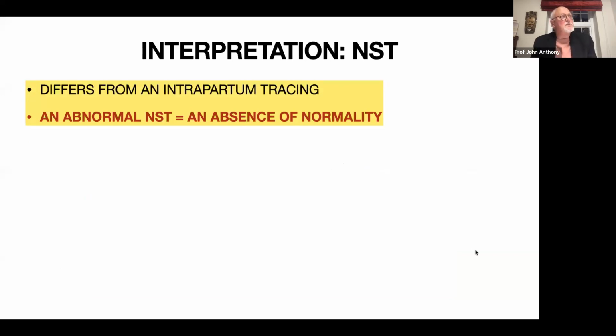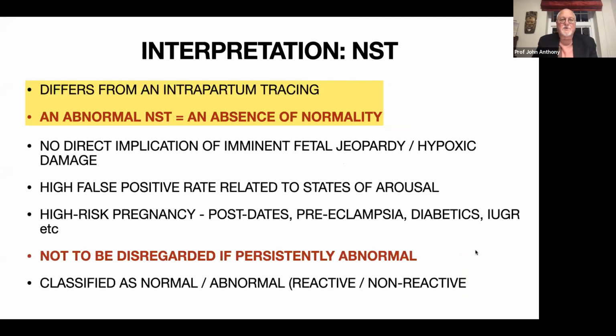Now, how do we use non-stress tests? And here I need to be also very explicit in saying that an abnormal non-stress test simply indicates an absence of normality. And in this sense, it differs from an intrapartum tracing, because intrapartum tracings, when they are abnormal, are very clearly linked to imminent fetal jeopardy. The baby is becoming hypoxic, and if you don't do something, there's a risk of long-term damage. But that's not true of the NST. The NST simply indicates an absence of normality. And having said that, if it's repeatedly abnormal, it's not to be disregarded, and it requires some kind of intervention.